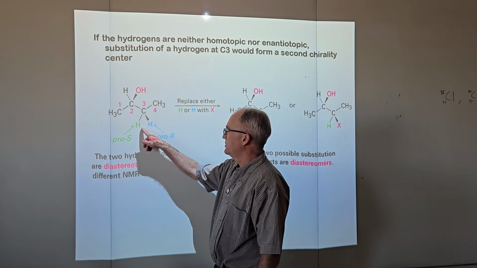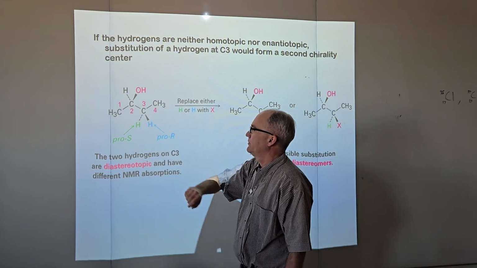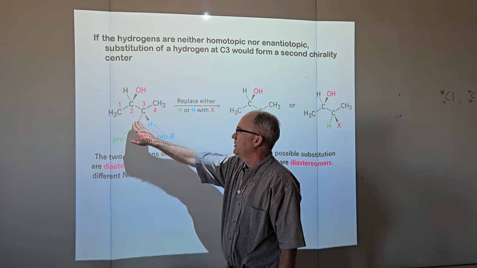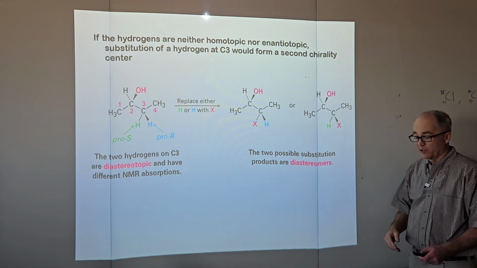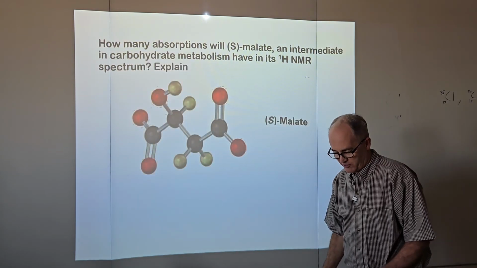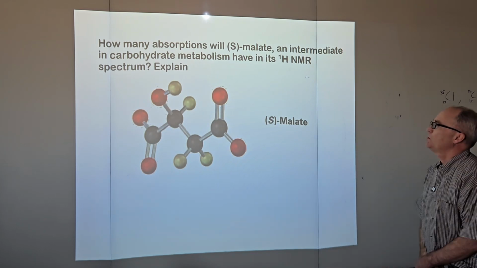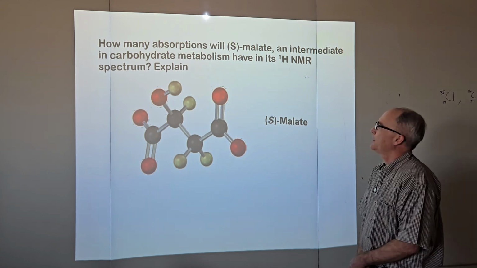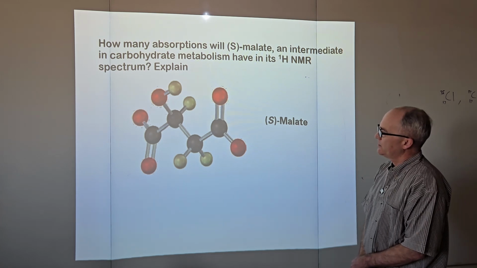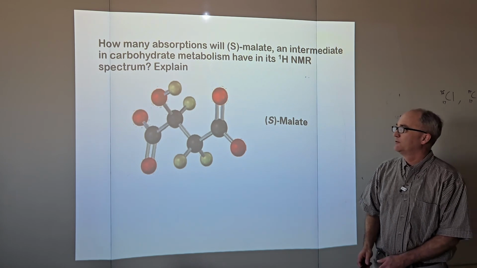These hydrogens are diastereotopic. If I replace this one with something else, and then that one, I get a pair of diastereomers. And that sometimes can help us out here. How many absorptions will S-malate, an intermediate in carbohydrate metabolism, have in its NMR spectrum? What do you think? Not everyone shouted out at once.